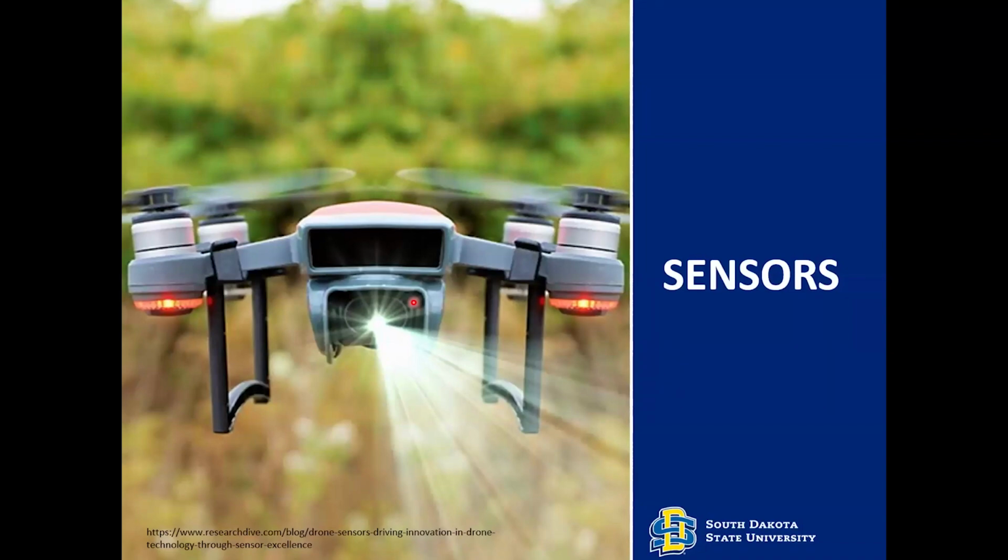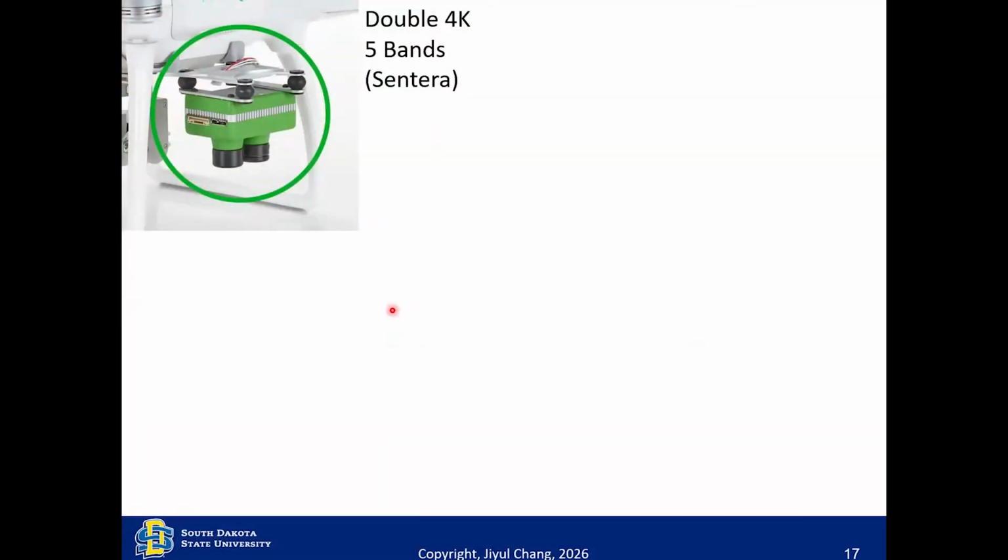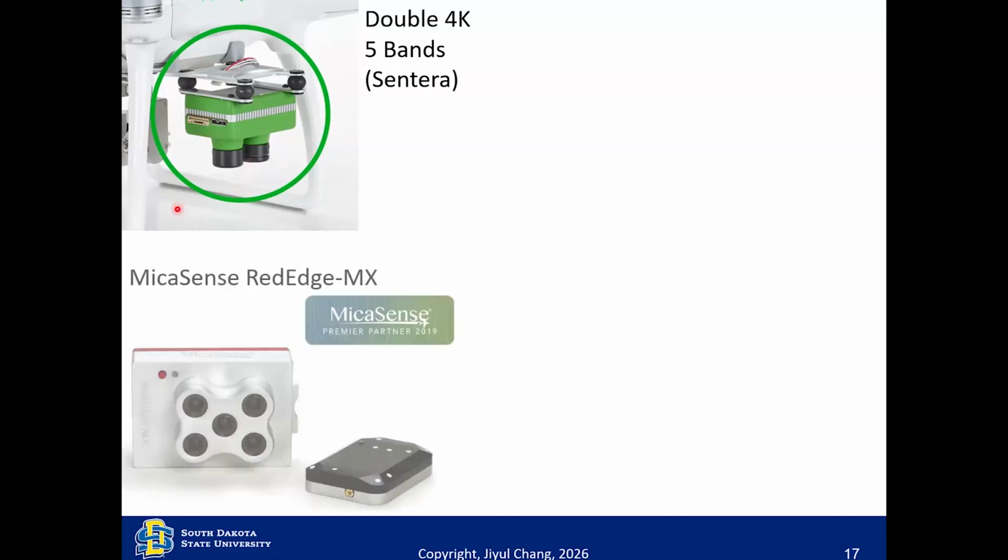Then to detect this kind of thing, we need sensors. Sensors are the same as human eyes, and there are many different types of sensors. This one is an example of a multispectral sensor by Sentera. There are two lenses, but there's a 5 band. And this one is an example of the MicaSense RedEdge. The MX sensor is also a multispectral sensor, with 1, 2, 3, 4, 5 different sensors, lenses.